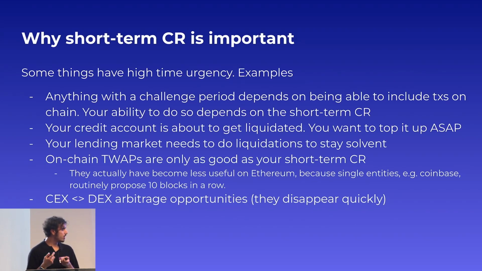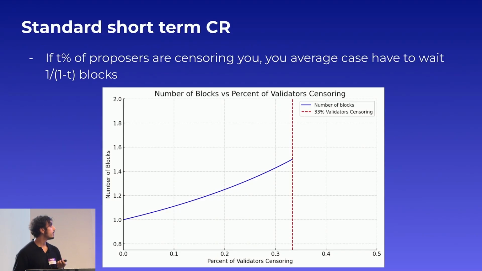Another important thing is that on-chain TWAPs are only as good as your censorship resistance. In Ethereum, we used to talk about 5-minute, 15-minute TWAPs for getting spot price. This is on Ethereum mainnet. This has actually gone out of fashion because you routinely have one block proposer, Coinbase being one example, proposing 8 to 10 blocks in a row, which means that they could, in principle, prevent proper arbitrage from getting in. They can control the spot price and ruin your TWAPs. So it's the same thing as CEX-DEX arbitrage. So we do care about this a lot.